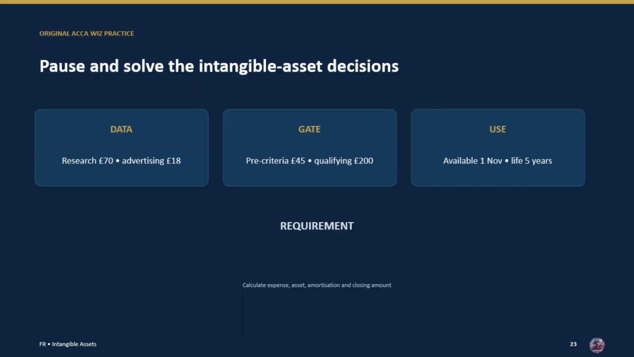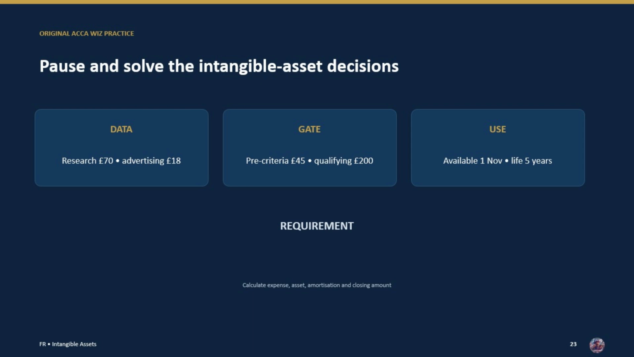Pause the video and solve this original ACCA Whiz practice. Vega System spends 70 on research. It spends 45 on development before all 6 criteria are demonstrated on the 1st of September, then 200 from the 1st of September to completion. The software is available for use on the 1st of November, has a 5-year life and no residual value.